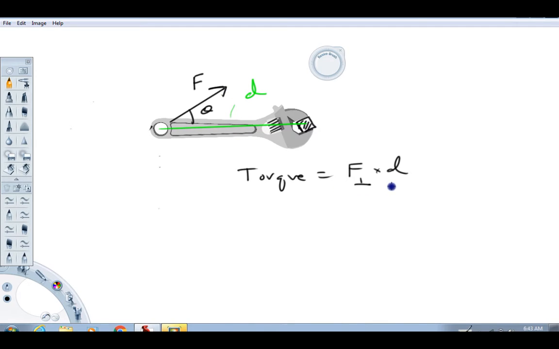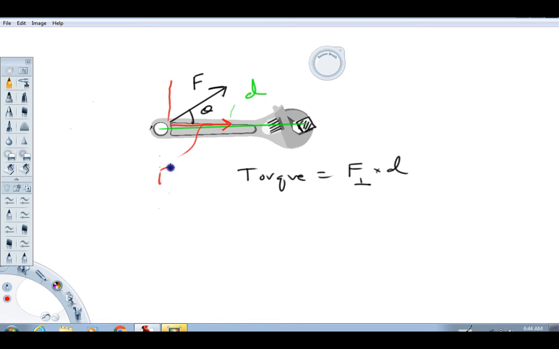Torque is force times distance. However, if I think about this force in component form, we can draw it maybe something like this. I'll just sketch it. It has a component this way and a component this way. Now this component is here, but it's actually applied roughly here to the wrench, so I'm going to draw it like so.